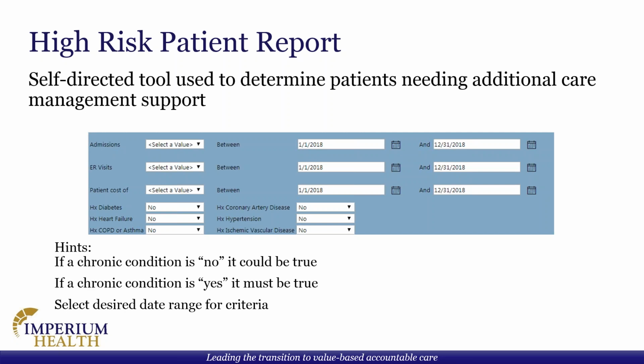So we have the ability to use the drop-down menus for admissions, ER visits, and patient costs to narrow in on our target patient population, as well as select a number of these 6 chronic conditions that can be used to identify or drive which of our patients are maybe a little bit more risky. And if one of the conditions is listed as no, it means that it could be true. And if one of the chronic conditions is listed as true, it means it must always be true.